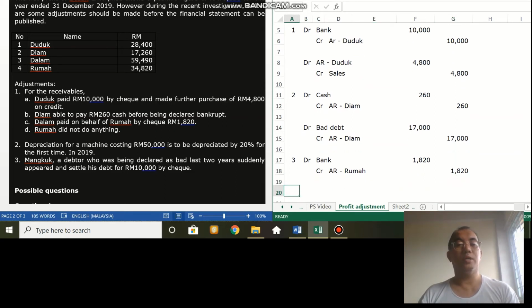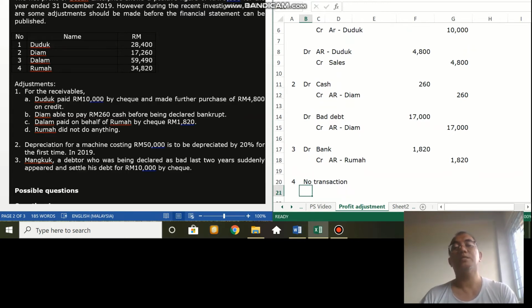Okay, what about Rumah? Rumah did not do anything, so he didn't make any payment. But I still want to put it here that there is no transaction, just to remind myself that there is no transaction. So that's about it.